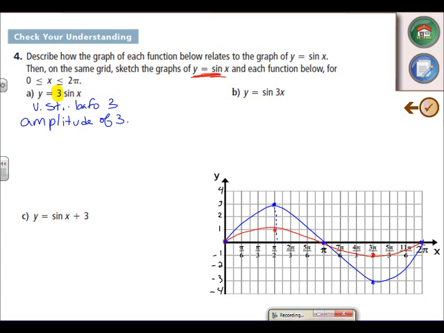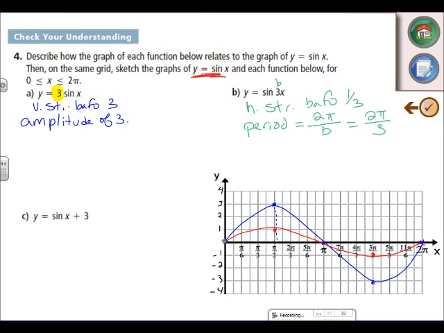Sine of 3x, I'll do in green. This is telling us we've got a horizontal stretch by a factor of 1/3. Or in other words, the period is related to that b value. The b is 3. And sine regularly has a period of 2 pi over b. So it's 2 pi over 3. So it's going to repeat every 2 pi over 3.